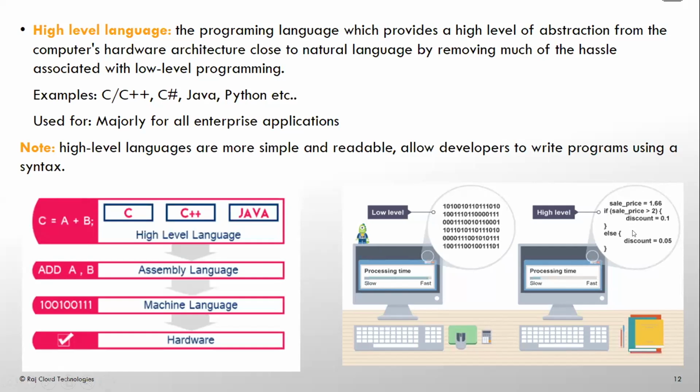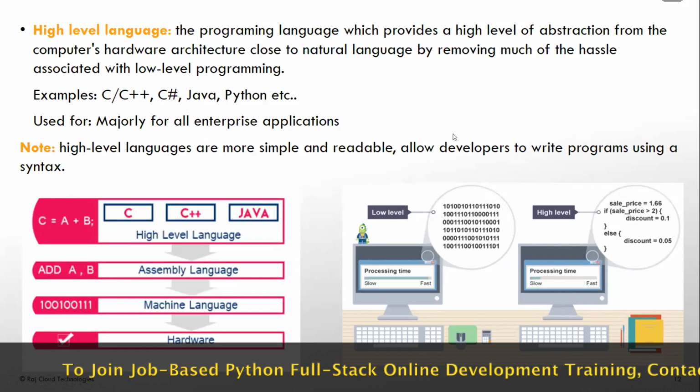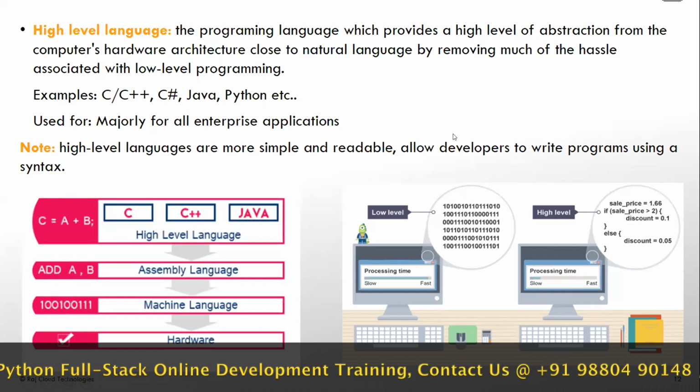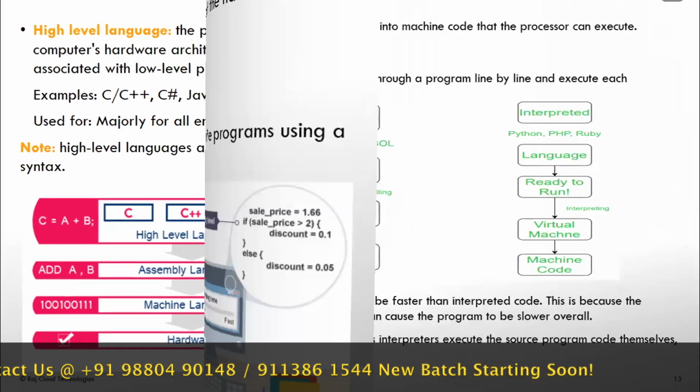This is the high level language: if statements, loop statements, class, anything. All these are high level language instructions, which will be converted to native language, machine language, and then will be understandable by machine. Examples of high level languages are C++, C#.NET, Java, Python. Now you understood what is low level language and what is high level language. Next.